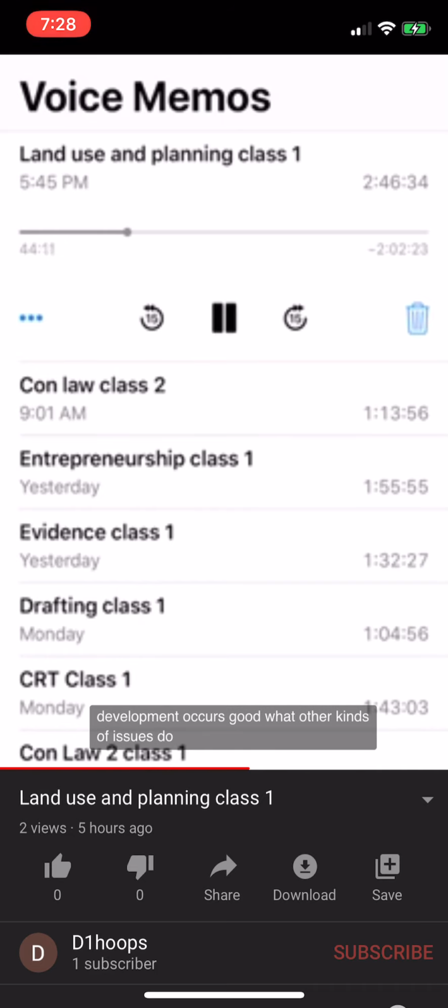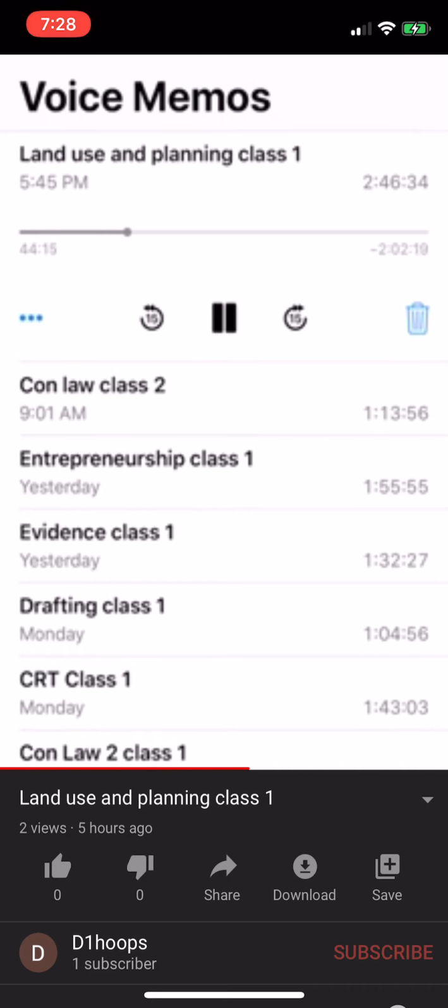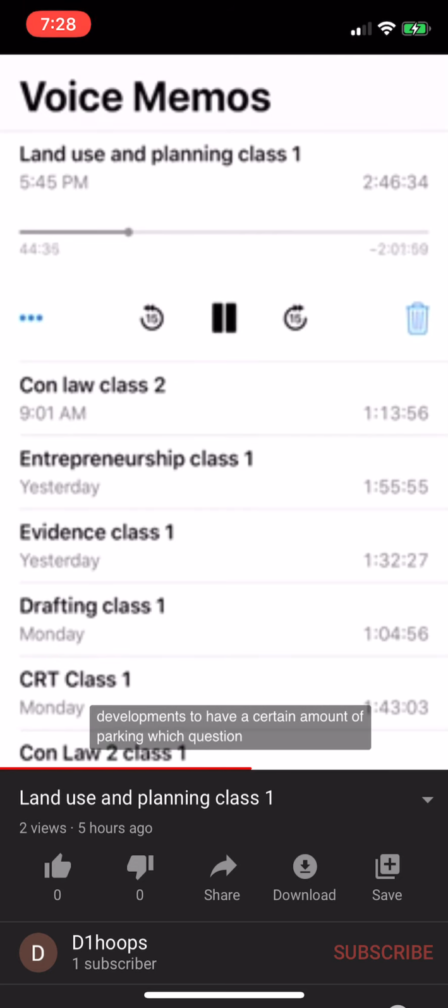Okay? What other kinds of issues do you think are important? Parking is an issue. What about parking? It uses a very large amount of land. There are requirements for developments to have a certain amount of parking. And parking encourages or incentivizes what kind of development patterns? Sprawl, automobile dependent. Actually, sprawl perhaps, but even if it doesn't have to produce sprawl, what it does is produce automobile-dependent development, right?